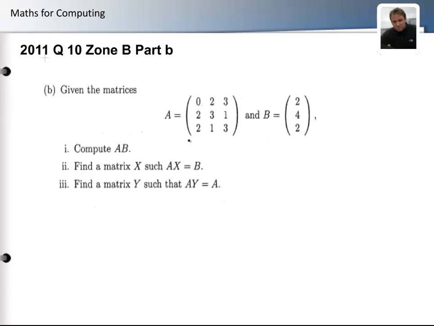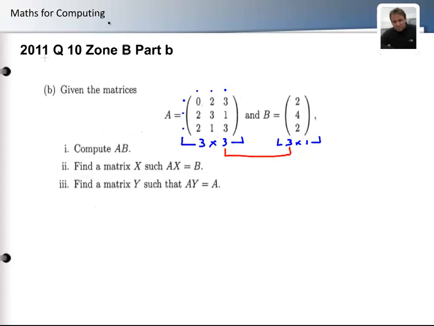So we have A times B. Are the dimensions compatible? Something to always check. So this is a 3 by 3, which is to say 3 rows and 3 columns. This is a 3 by 1, 3 rows, 1 column. Are they compatible? Yes, they are, because the number of columns in the first matrix is equal to the number of rows in the second matrix. So that's straightforward enough.